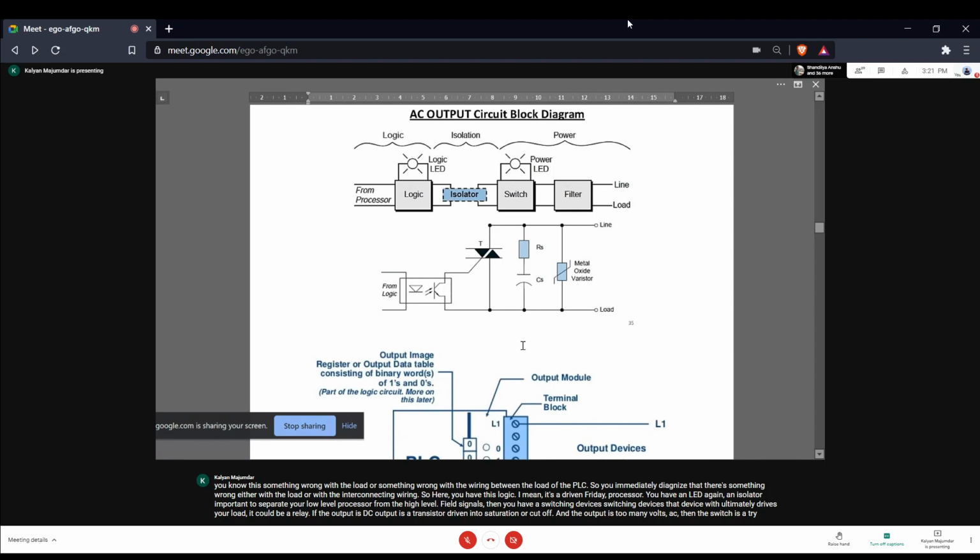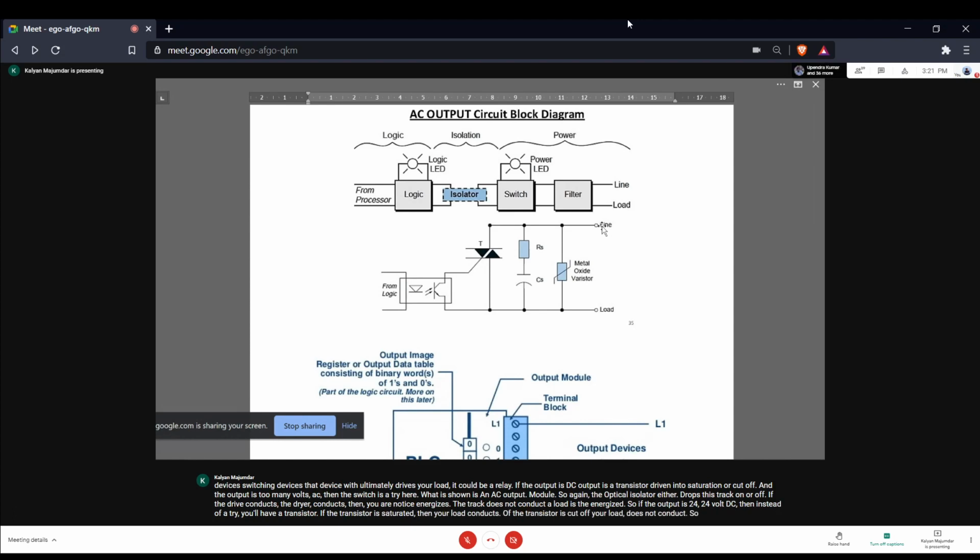Here, what is shown is an AC output module. So again, the optical isolator either drives this triac on or off. If the triac conducts, then your load is energized. If the triac does not conduct, your load is de-energized. So if the output is 24 volt DC, then instead of a triac, you'll have a transistor. If the transistor is saturated, then your load conducts. If the transistor is cut off, your load does not conduct.